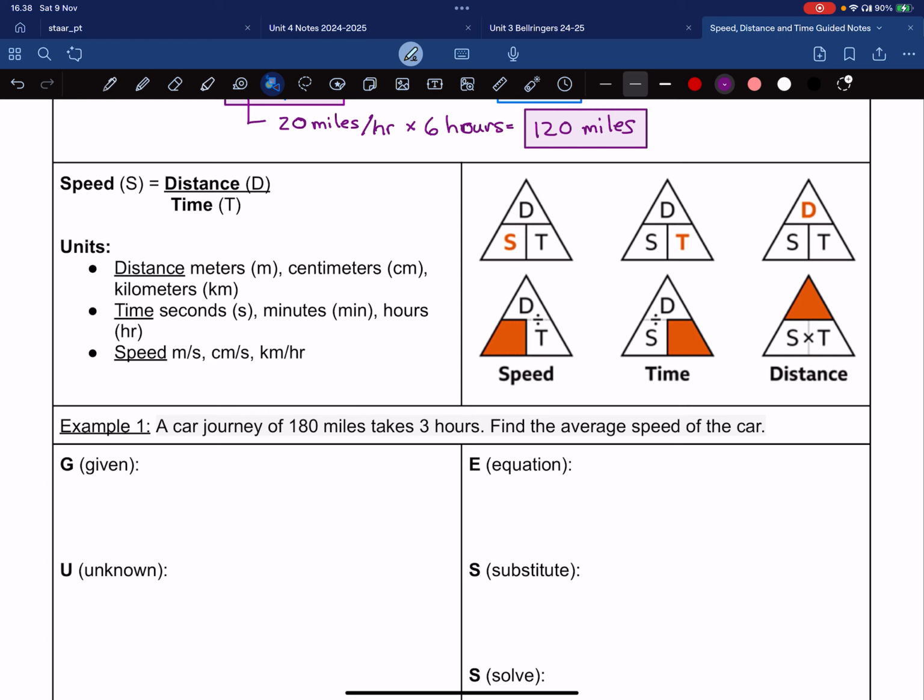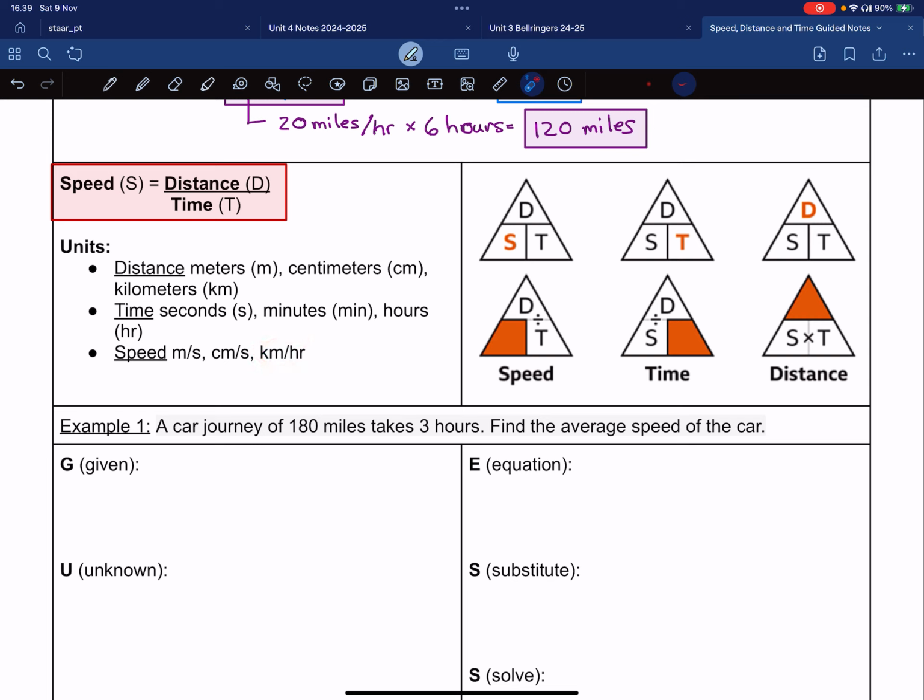Now, this right here is the equation for speed. Speed is equal to distance divided by time. And then your distance is anything that is a distance. It could be meters, it could be centimeters, it could be kilometers. Time could be seconds or minutes or hours. So speed can end up being meters per second or centimeters per second or kilometers per hour.